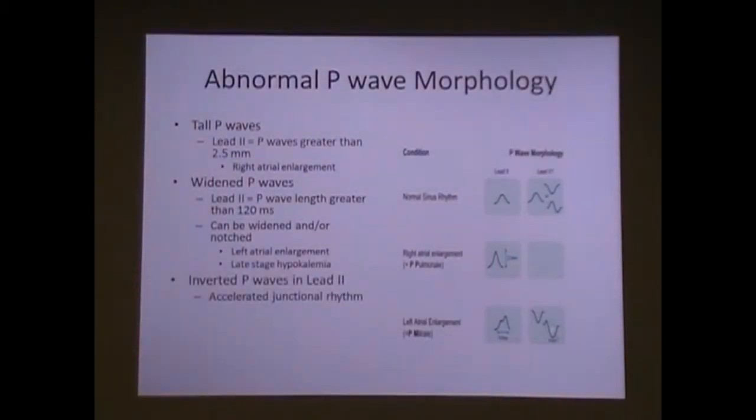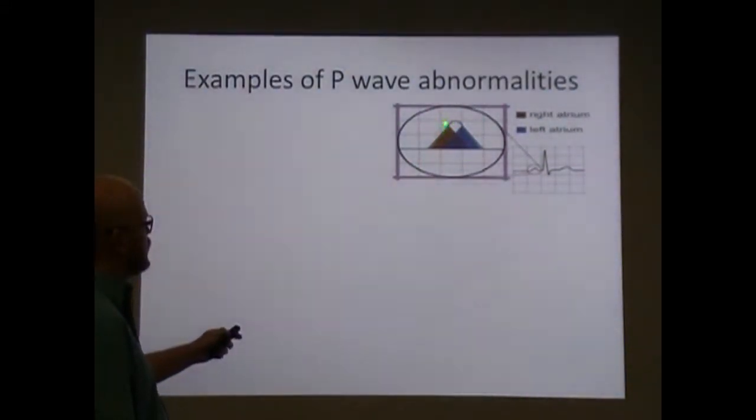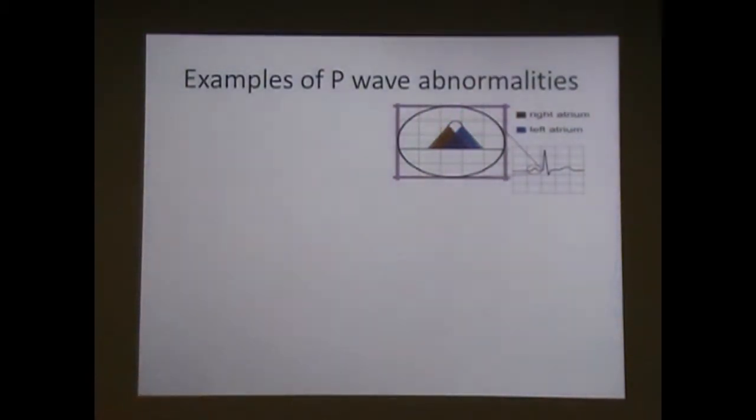Okay, inverted P waves in lead 2 is generally indicative of accelerated junctional rhythm. So whatever it is, it's a depolarization that is not coming from the SA node. It's kind of retrograde and coming out. Okay. Examples of P wave morphology. I thought this picture was kind of interesting because when you're looking at a P wave, the first part of the P wave right here is actually the right atrium, and the second part is the left atrium. So that explains why you can get the bunny ears and that widening.